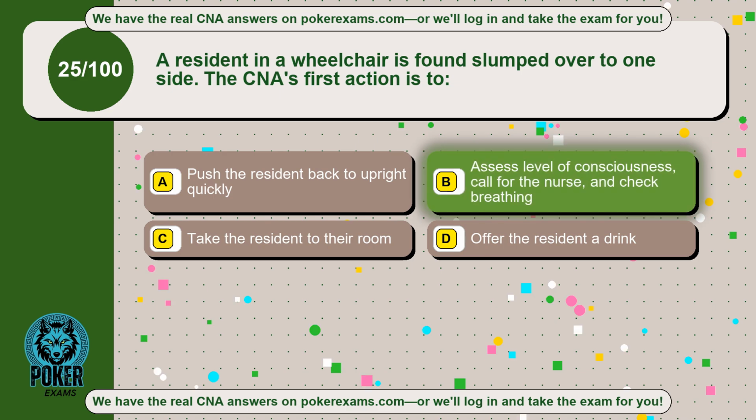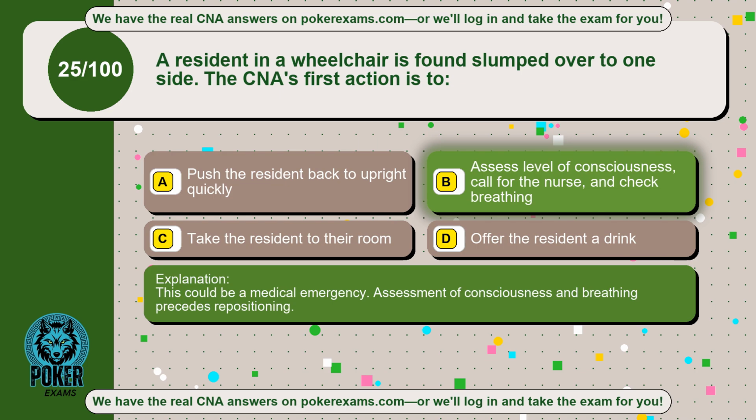The correct answer is option B. Assess level of consciousness, call for the nurse, and check breathing. This could be a medical emergency. Assessment of consciousness and breathing precedes repositioning.